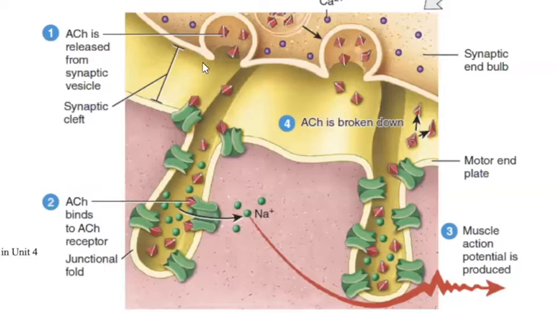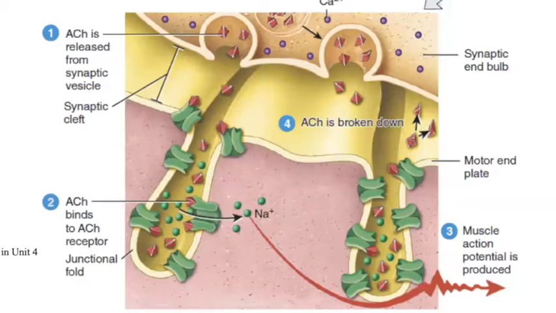And then you have the motor end plate that has these junctional folds over here that are packed all around with your acetylcholine receptors. So the release of the neural signal is very confined to this area, unlike your hormonal signals. And then the place that it releases is packed with receptors for this neurotransmitter.